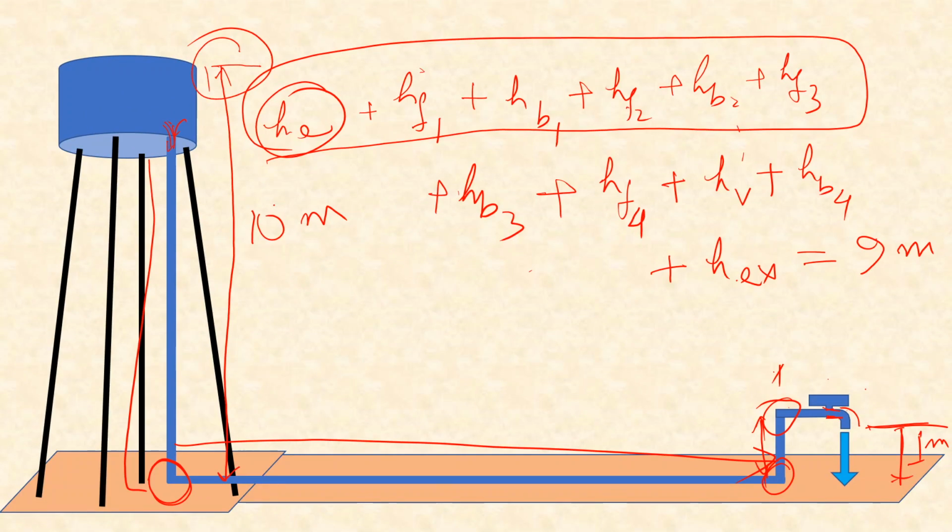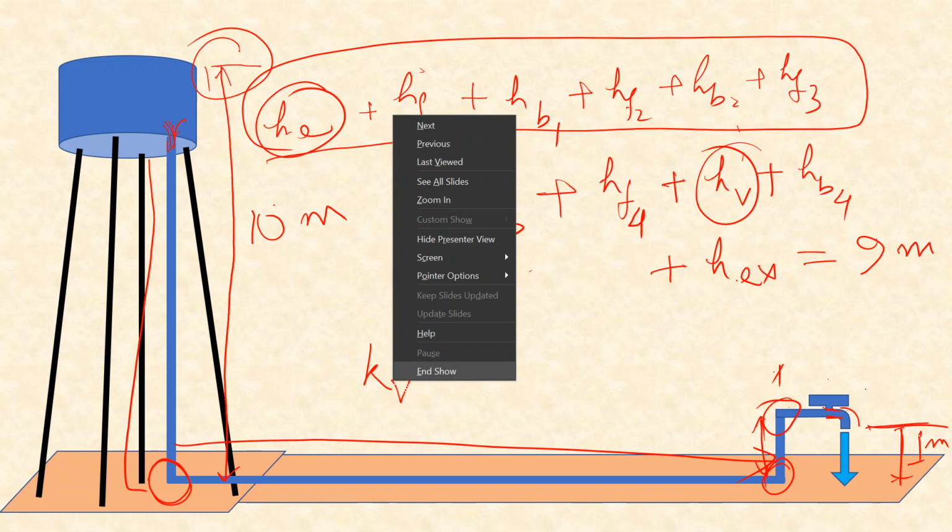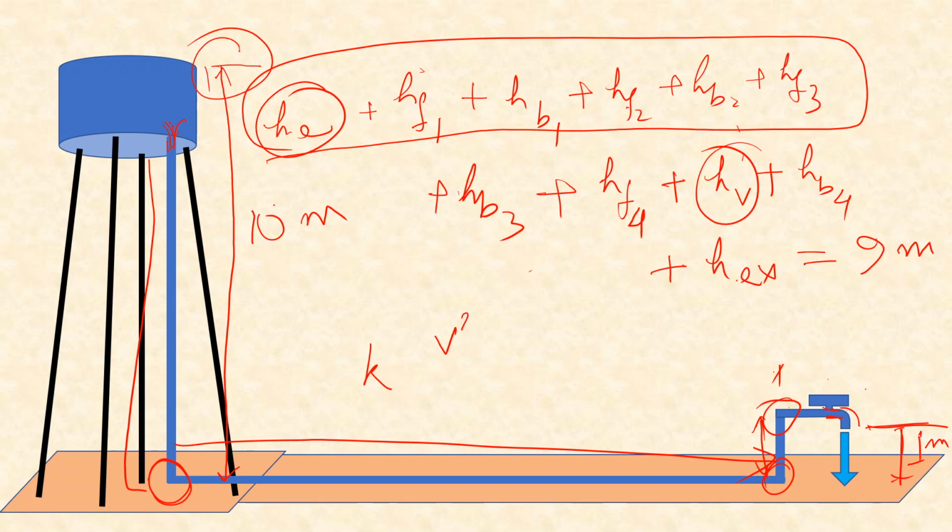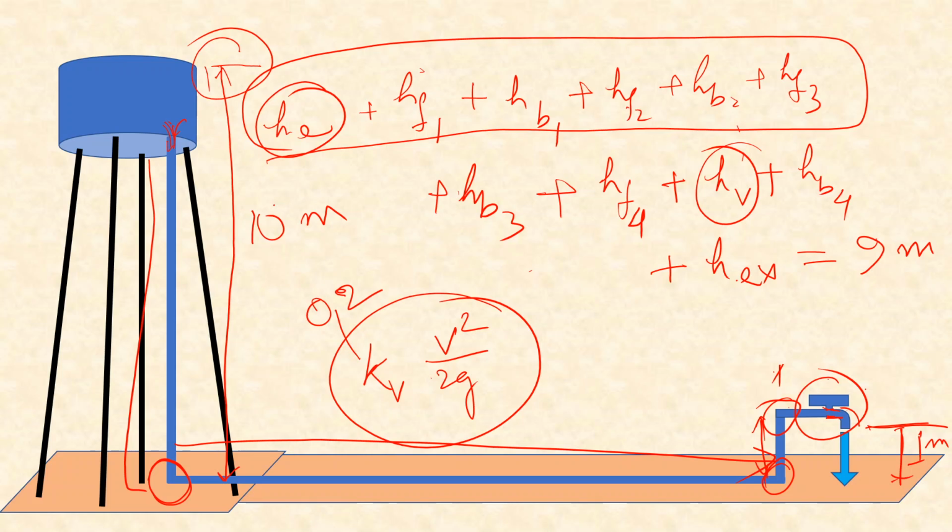Here this hv will again be a function of the velocity, and it will be again given as some k. So that k is, let's call it kv multiplied by v square by 2g. So this will be the head loss due to this valve. Now if this valve is completely open, then this kv value will be some small value, let's say 0.2.